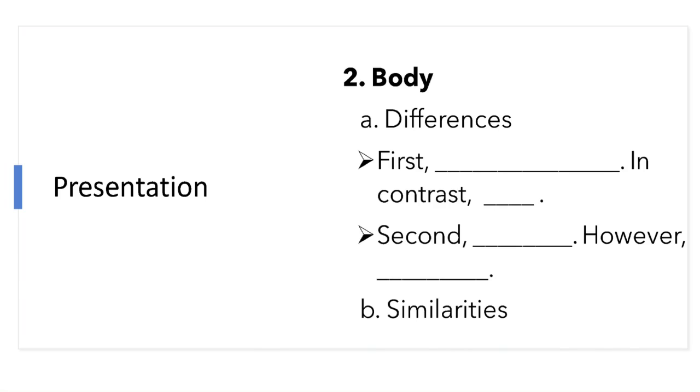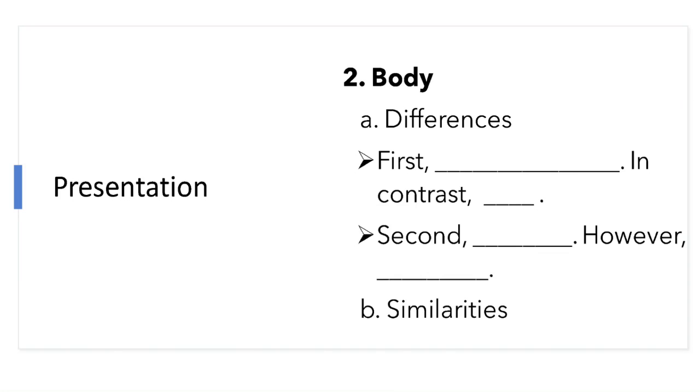Okay, so let's see what happened in the body and how the speaker uses linking words to say that the first sport is different from the other sport. In the body, the speaker talks about the differences between these two sports and also the similarities of football and basketball. Let's see which paragraph talks about differences and which paragraph is about similarities.